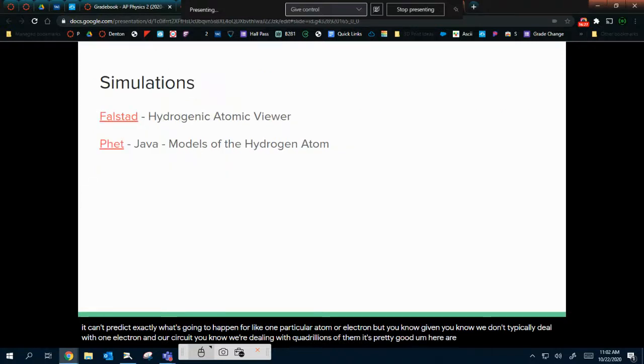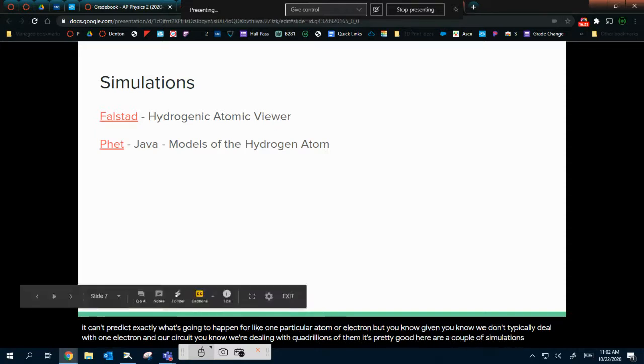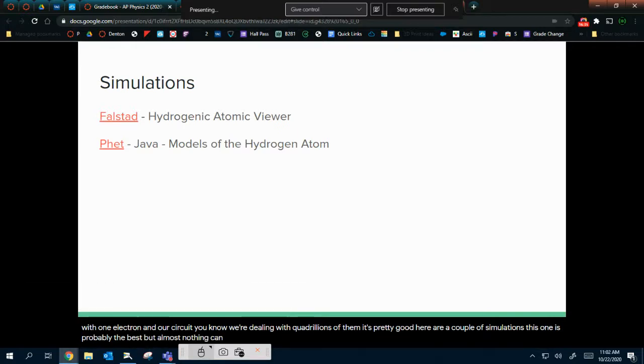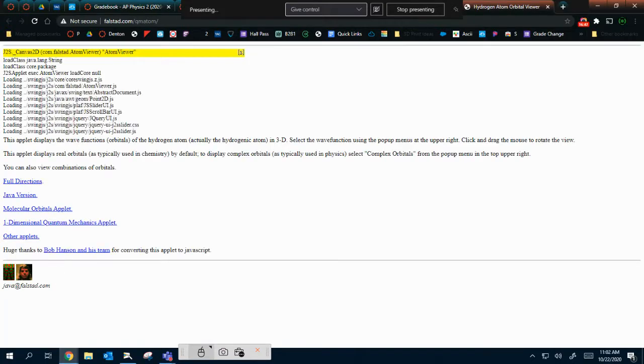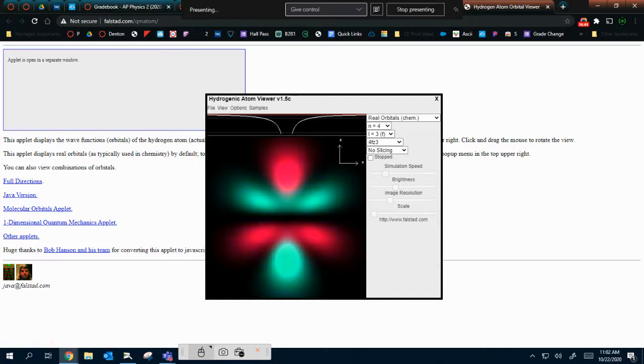Here are a couple of simulations. This one is probably the best, but almost nothing can run it other than a straight up Windows machine. This is a Java simulation. So here, this is a hydrogen atom viewer. And this is real orbitals in chemistry as predicted by the Schrodinger equation.